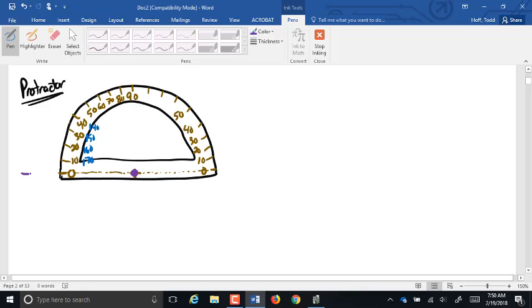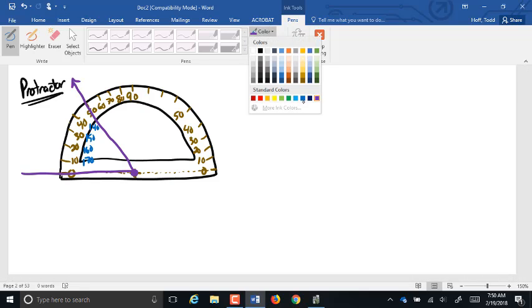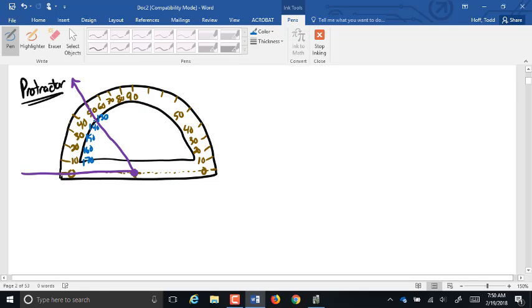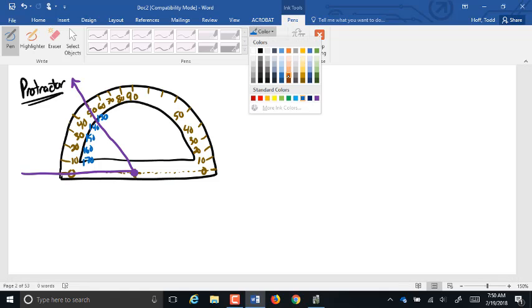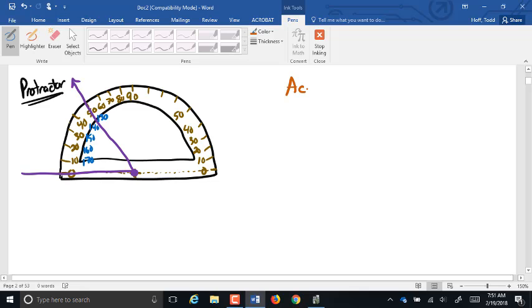So if an angle comes in like this, notice my vertex is on the crosshair. One side of the angle has to be on one of the zeros. Notice this cuts through the 50, but that would also be labeled 130. Would it be 50 or 130? It would be 50 because this is an acute angle. An acute angle is always less than 90 degrees.